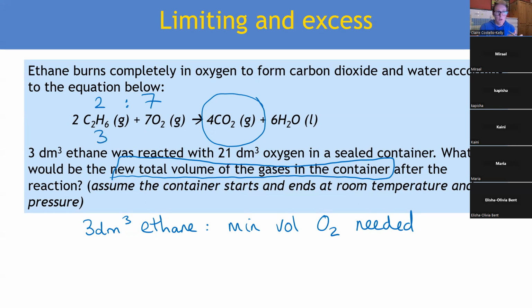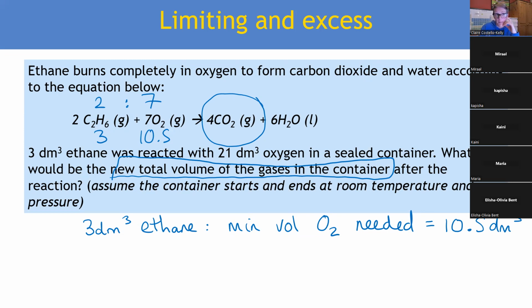So to get from 2 to 7, I divide by 2 and times by 7, which is the same as times by 3.5. So I take 3 divided by 2 times it by 7, or times it by 3.5. And I found out the minimum volume of O2 needed equals 10.5. So just using the molar ratio, taking 3, divided by 2 and times by 7, that's what I did to get that. Okay, that's a lot less than the actual volume of oxygen that I have. So oxygen is in excess.